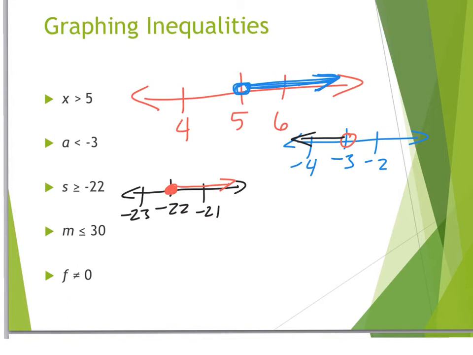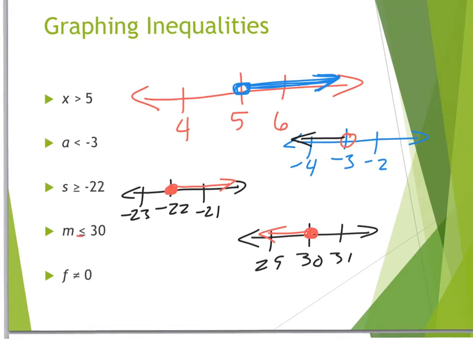Now, continuing, we have m is less than or equal to 30. So we draw this, and we say 30 and 31 and 29. Notice I picked numbers around it, right? And it's filled in at 30 because 30 is part of the solution because of the equals thing. And it's everything less than that, so heading to the left. That's it.